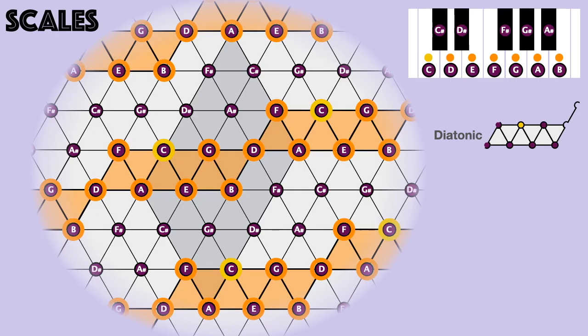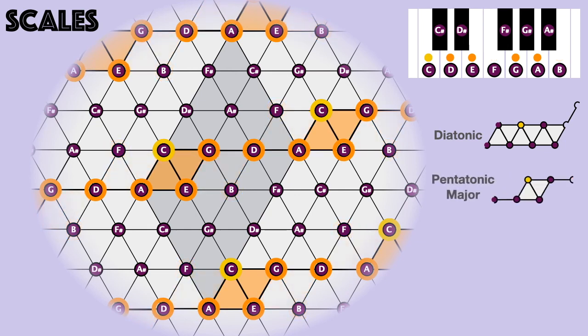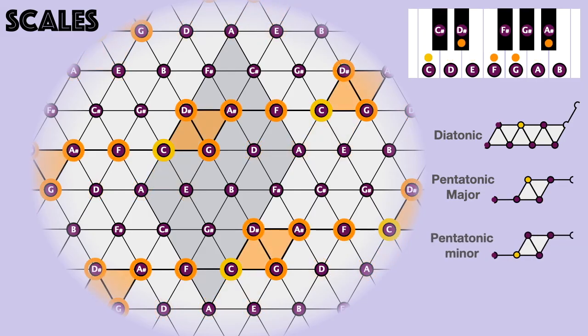Other kinds of scales will have different shapes. Here are some of the most common ones. The pentatonic major scale, the pentatonic minor, or the blues scale.